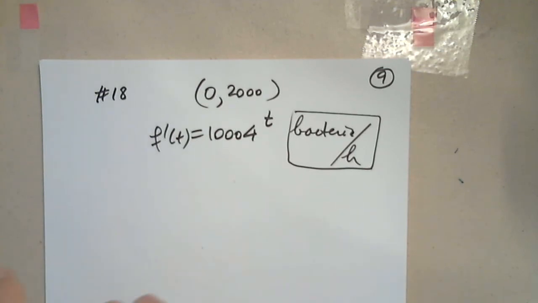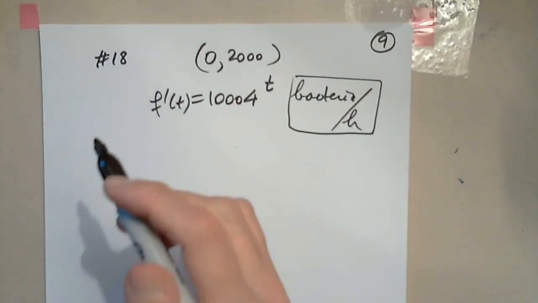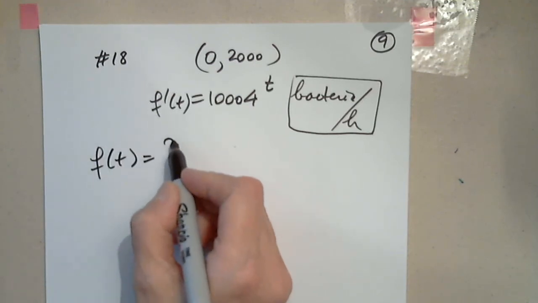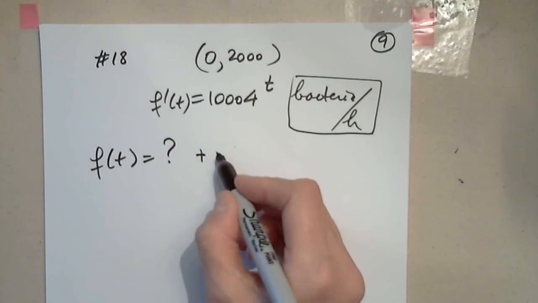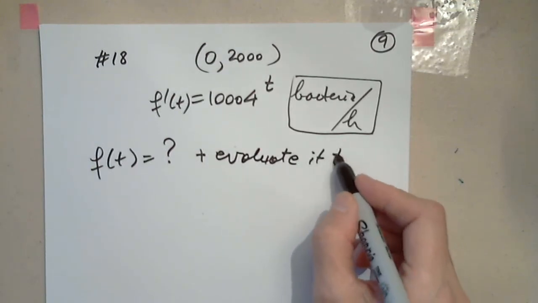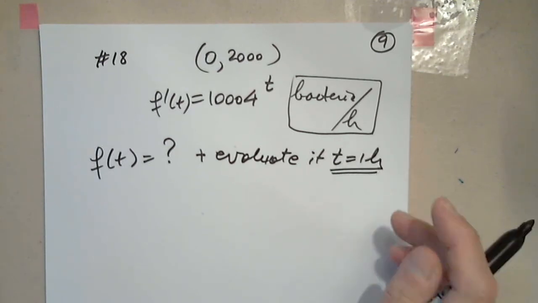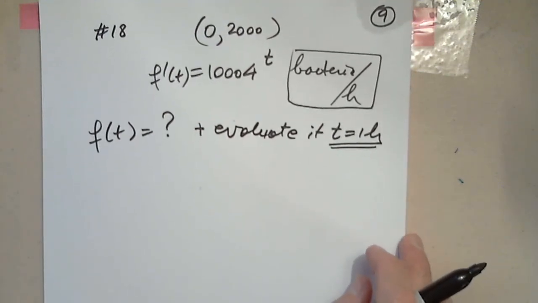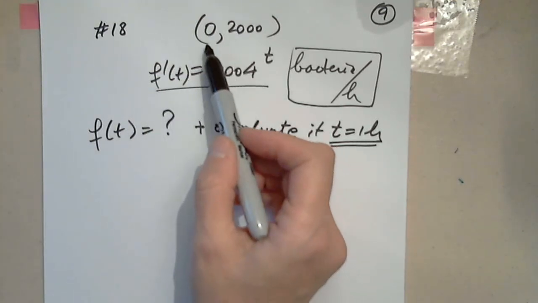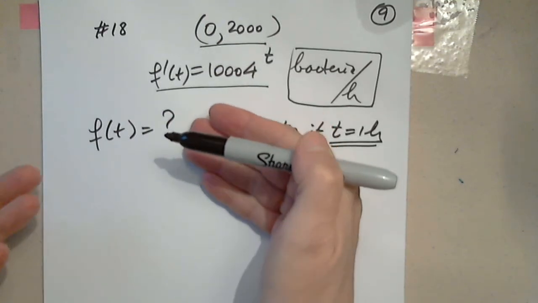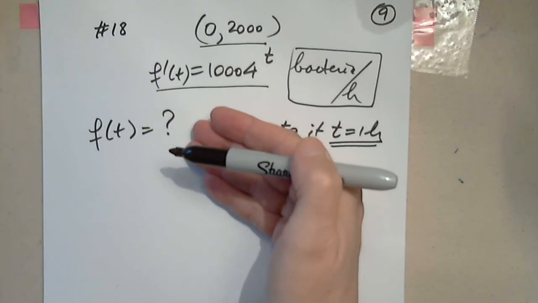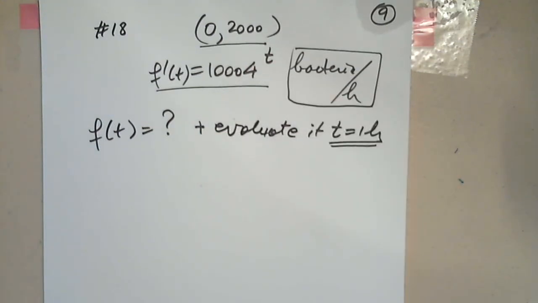What is the population after 1 hour? So they want us to find f of t, and then evaluate it at t equals 1 hour. Can I find this? Yes, because I'm given a derivative and I'm also given a condition. So this is not a situation of an indefinite integral because I have the limits. I have the limits of integration.